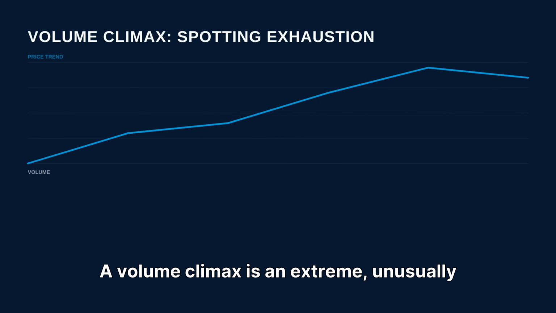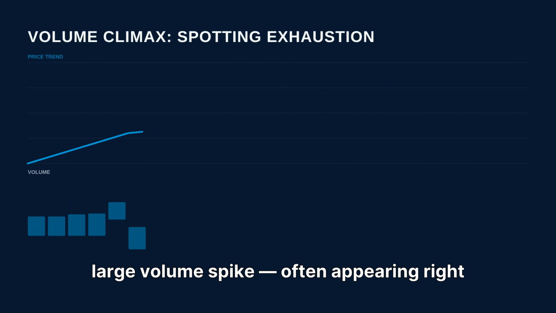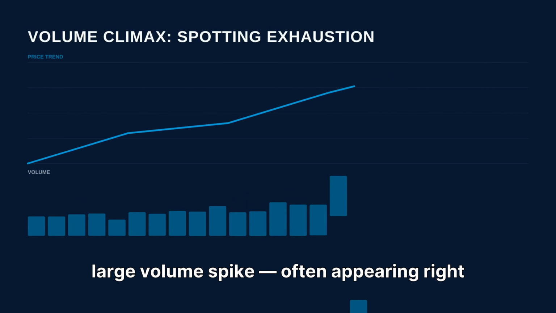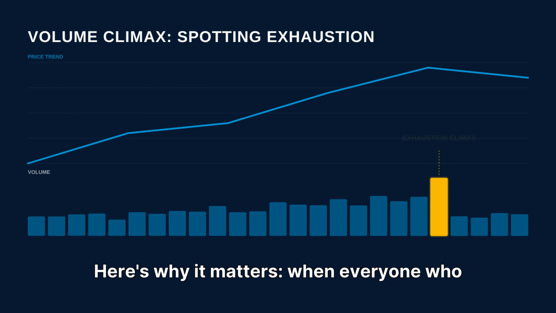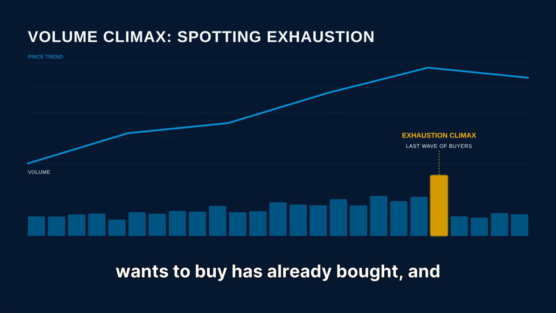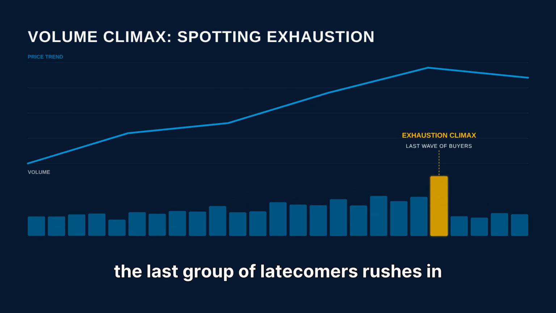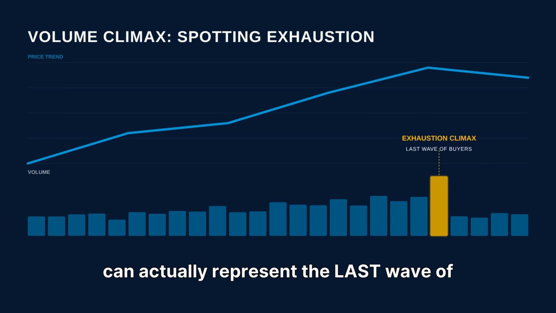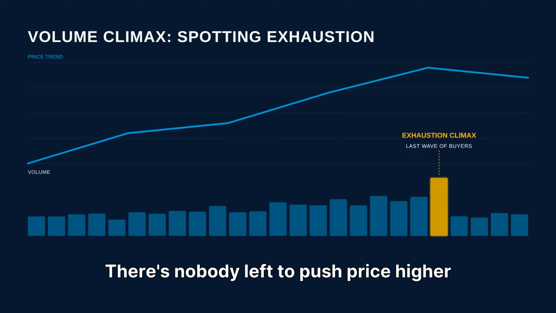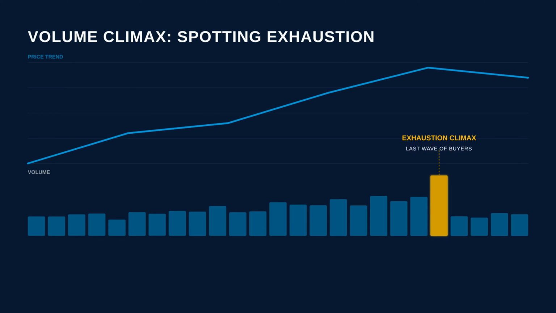A volume climax is an extreme, unusually large volume spike, often appearing right near the end of a strong, extended trend. Here's why it matters. When everyone who wants to buy has already bought, and the last group of latecomers rushes in all at once, that spike in volume can actually represent the last wave of buyers entering the market. There's nobody left to push price higher after that.